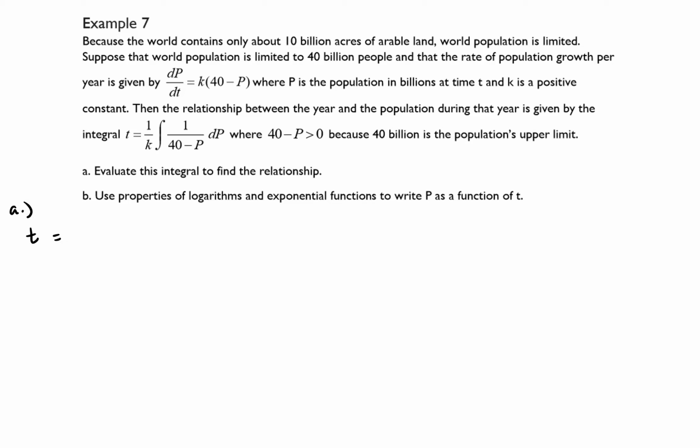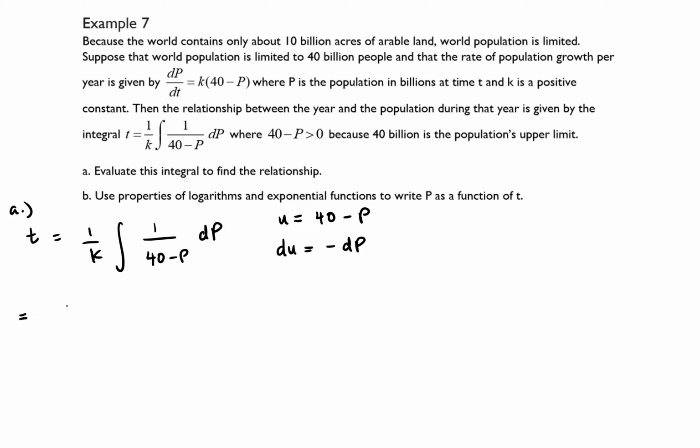We have that t equals 1 over k times the integral of 1 over 40 minus p dp, and I'm going to make u equal to 40 minus p, and then du is going to equal negative dp.